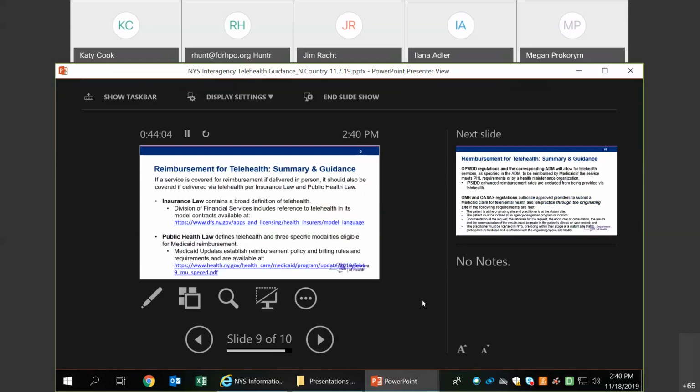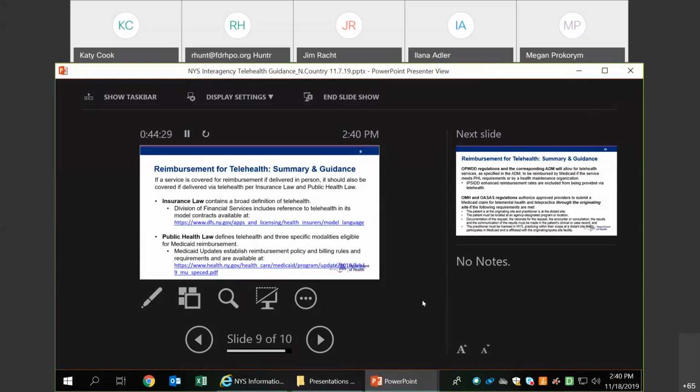Our single guidance document will have sections on reimbursement. But just quickly, you really need to be mindful of the payer type of different patient populations, because if they're Medicare, your geographic location is going to come into play. If it's Medicaid, that's public health law.